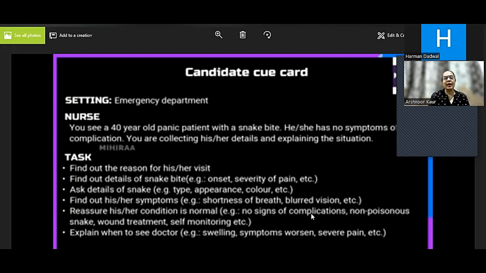Now, as this topic was snake bite, similar topics can be dog bite, bull ant stings, honeybee stings, and wasp sting. So I'm going to cover those topics afterwards in the same series.